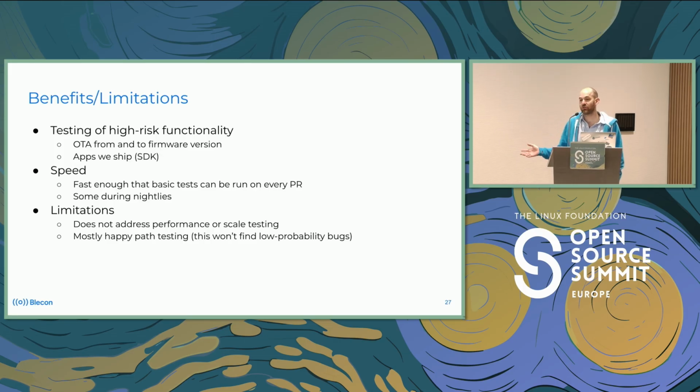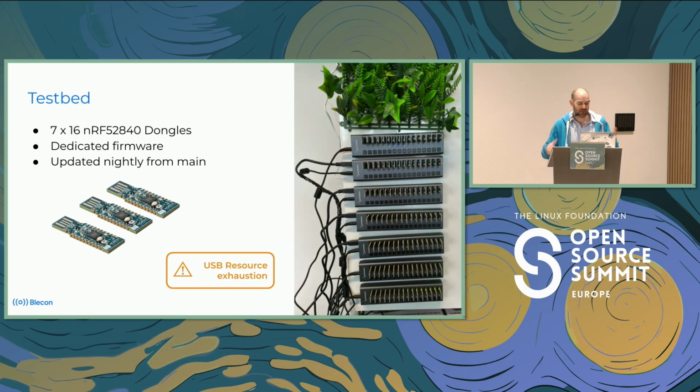The limitation is that it's still a pretty small subset of scenarios. It doesn't last very long, and it's only on a few targets. So it ends up being mostly happy path testing. You're not going to catch that odd bug that happens once in a million times. That leads me to the next thing we did, which is rolling out a more comprehensive test bed.